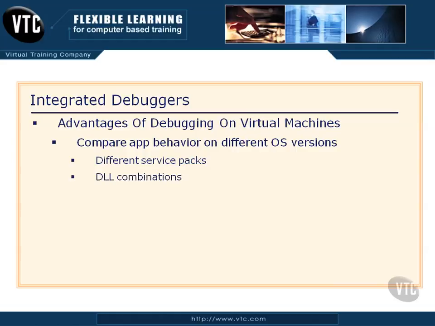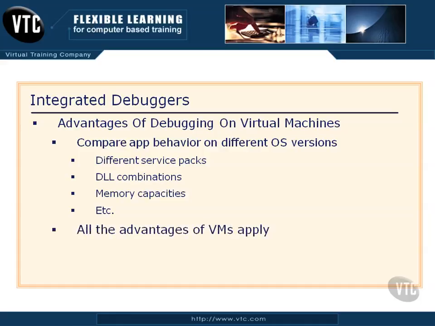Different DLL combinations. It's not unusual to try to run an app. It runs perfect on your machine. You start to install it on end users, and there's a DLL conflict. There's a DLL something going on out there, and bizarre things start happening. And then, of course, the memory capacity on the end user's machine. Not everybody has 8 gigabytes of memory. So how is your application going to behave on a different OS version with a different service pack with different memory? So again, all of these type things, you can build the world that your application is actually going to have to live and function in, and all of the advantages of virtual machines apply here.